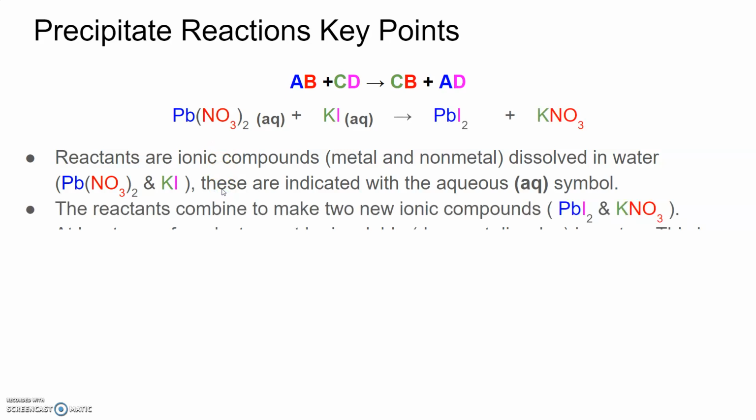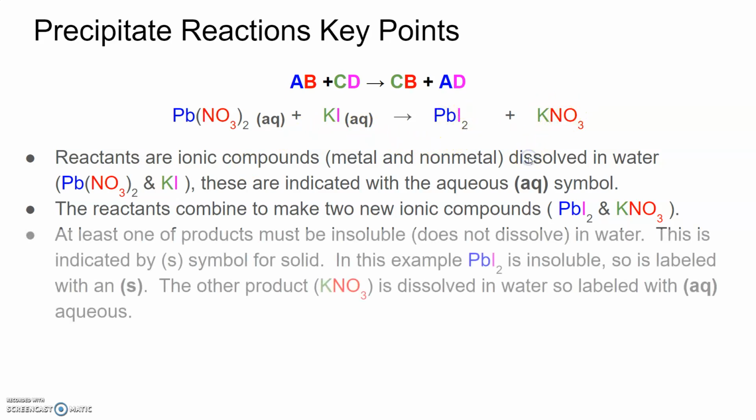Now, as we said, the reactants are going to combine to form 2 new ionic compounds. And in this case, the lead nitrate and potassium iodide form 2 new compounds, lead iodide and potassium nitrate. Now, in order for there to be a reaction, at least one of the products must be insoluble, meaning it does not dissolve in water. And this will be indicated by an S symbol for solid. And in this reaction example, lead iodide is insoluble, so it'll be labeled with an S. The other product, potassium nitrate, dissolves in water, so it's labeled with an AQ for aqueous. So remember, if it dissolves in water, it's aqueous.